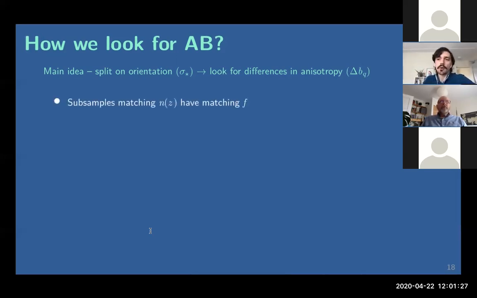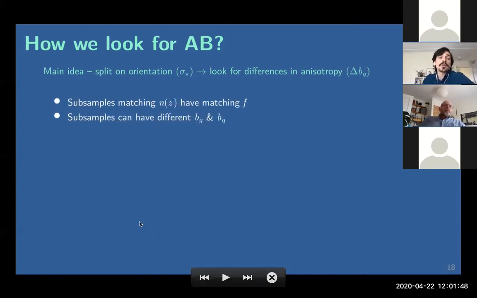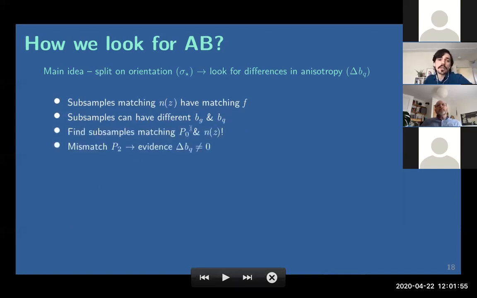However, we also try to be a bit more careful about all of these things. For example, we need to be sure that our subsamples have matching redshift distributions. Since the growth factor changes with redshift, you want to be completely consistent with what part of the sample you're taking. These subsamples can have different biases and these anisotropic assembly biases. So what we try to do is be completely agnostic and find subsamples that have matching monopoles and matching redshift distribution.